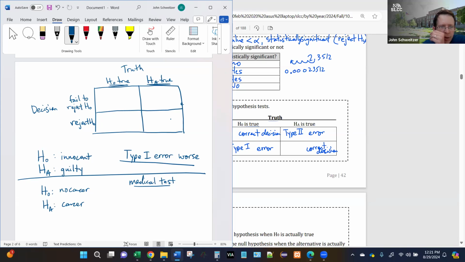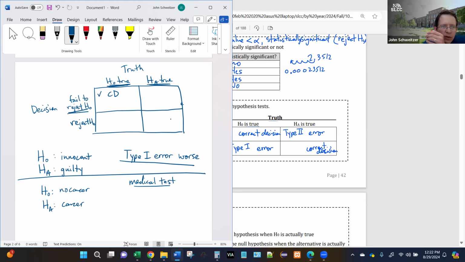So the test comes back and the test says, okay, fail to reject the null. So the test does not reject your health, right? And if you're healthy, then it's a correct decision. So it says it's negative, you're negative for cancer, and it got it right. So it's a true negative.